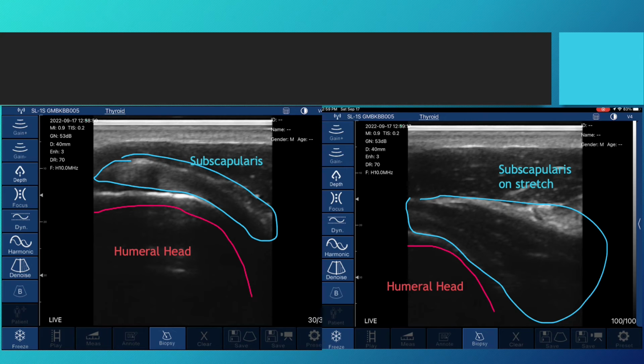Here are some screenshots from the imaging we had in the prior slide. So down here in the bottom left corner, you can see the humeral head, and this is that reflective area right here. And then above that is the subscapularis tendon. So here we can see it in that neutral arm position, circled in blue, and then circled in blue over here, we can see it on the stretch. So this is when the patient was externally rotating their arm.